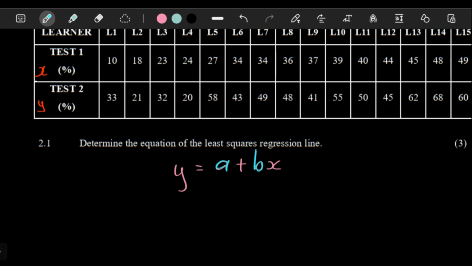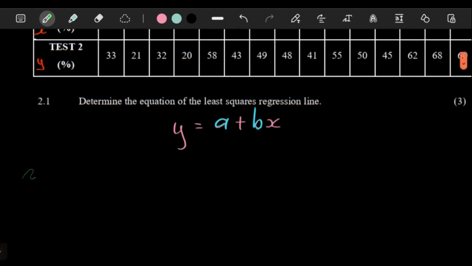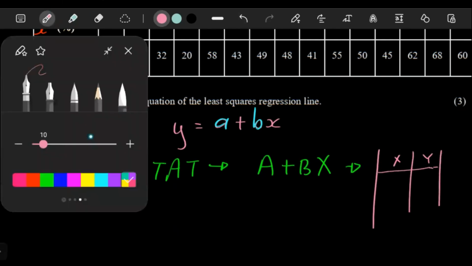So in your calculator, this is what you're going to put in there. You're going to put mode and then stat and then the second one, you see. So here this is mode, and then you go to stat and then you go to A plus BX. After doing that, it's going to give you 2 columns to put stuff in. There's going to be one for X, one for Y.